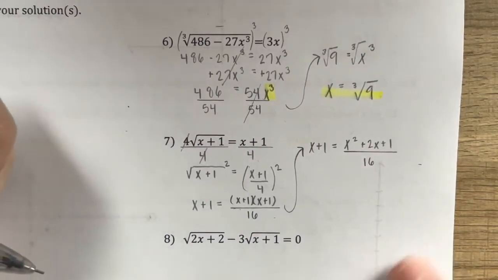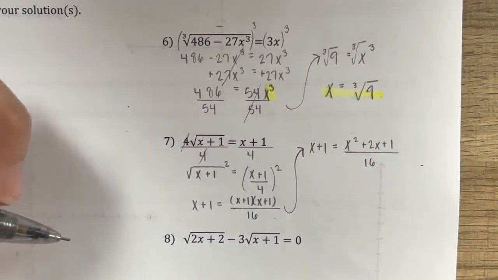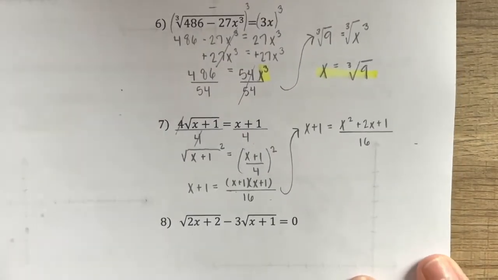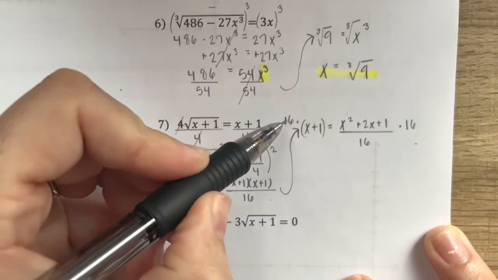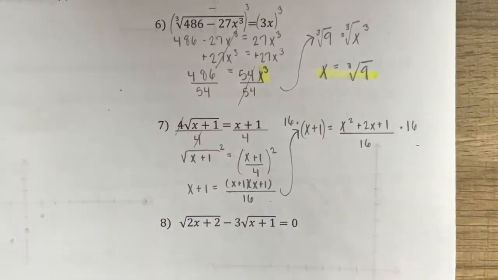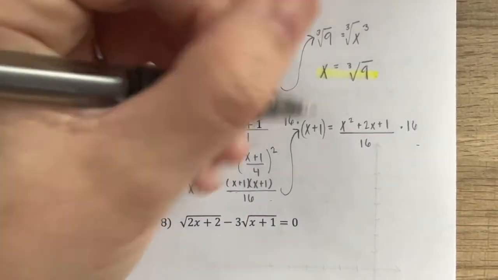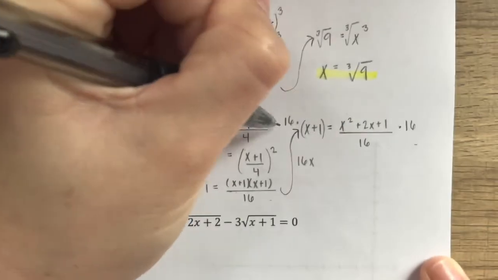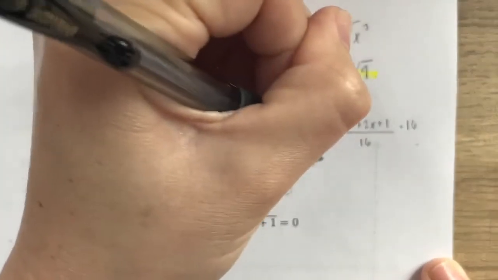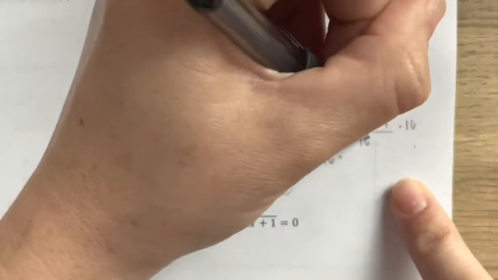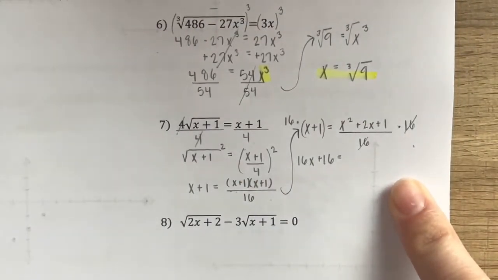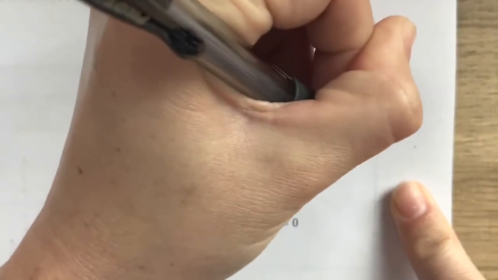And then from there, I want to get rid of the 16 in the denominator, so I'm going to multiply both sides by 16 to cancel it out. I just have to make sure that I distribute the 16 on the left side to both of these terms. So on the left side, 16 times x is 16x. 16 times 1 is 16, so plus 16. And then on the right side, this 16 just cancels out the 16 in the denominator. It does not change the numerator. So that's still x squared plus 2x plus 1.